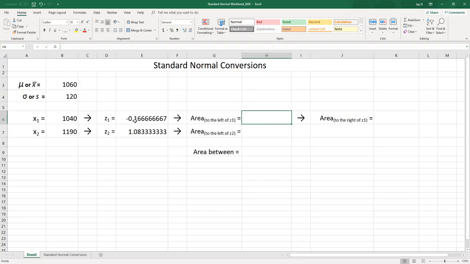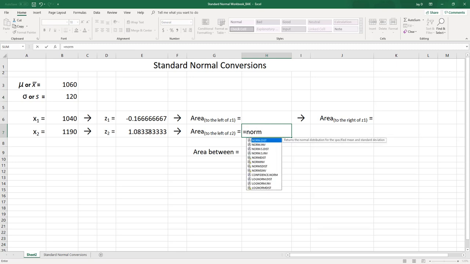Here we are at the spreadsheet. I now have a z value of negative 0.16667, etc. For this problem, I'm going to first find the area to the left of 1.08333333, etc. And in order to do that, I simply use equals. There's a built-in function within Excel that will give me the area that falls to the left of this z value, all the way into the tail of the Gaussian curve, otherwise known as the standard normal curve. And that function is NORM.S.DIST, for distribution. NORM.S.DIST.